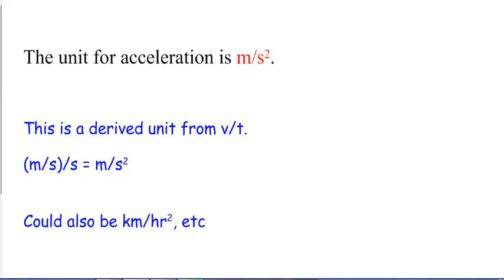The unit for acceleration is meters per second squared. This is a derived unit that comes from the unit for velocity over the unit for time. So if we say meters per second, and then we divide that unit by seconds, that's how we get meters per second squared. Of course, that's if we're using meters and seconds. It might be kilometers per hour squared in several of your problems, or it could even be meters per hour squared if something was going very, very slowly.